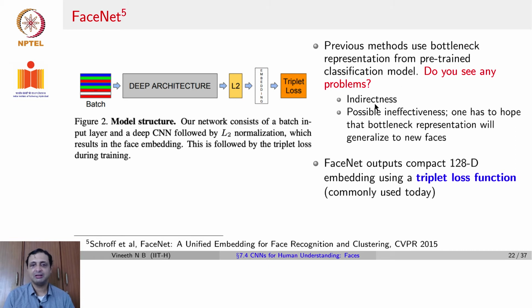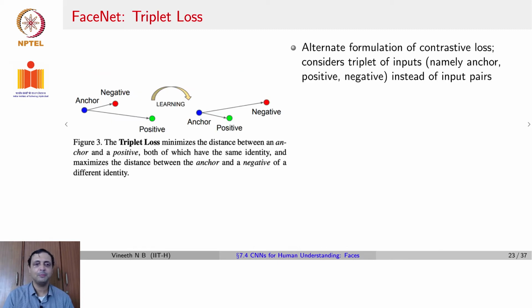So FaceNet rather tries to ensure that its goal is to output a good representation. There are no further goals of classification, which are considered separately based on the learned representation. In fact, FaceNet learns a 128-dimensional embedding using a new loss function known as the triplet loss function, which is commonly used across several settings in deep learning today.